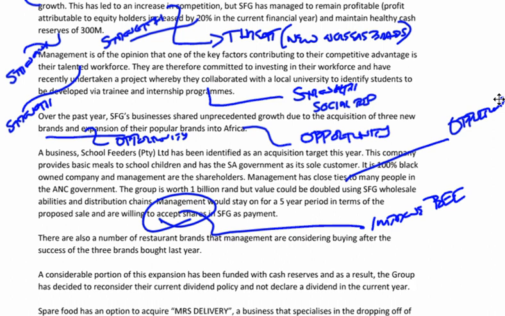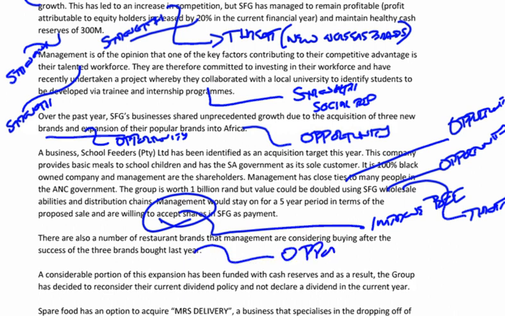Okay, there's a huge opportunity from here that we could double the value of this business. There's also another problem. Will we lose the contract? So there's a threat there if we now are not 100% black owned. It says there are also a number of restaurant brands management are considering buying after the success of the 3 brands bought last year.